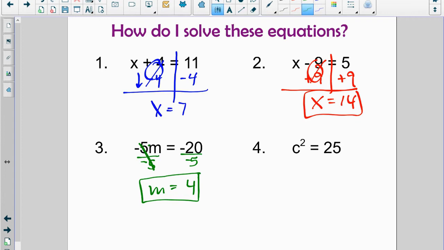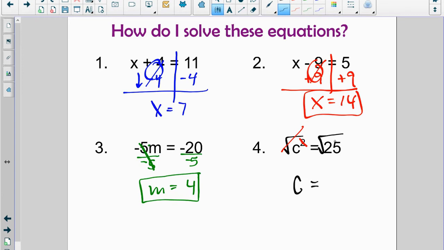However, in number 4, we have a new operation. So c to the second power equals 25. How do you think we are going to undo squaring a number? What is the inverse of squaring? Hopefully, you said the inverse of squaring is square rooting, and you'd be right. So when you square root something squared, the exponent is going to cancel out with the square root symbol, leaving you with just whatever you had inside, whatever's left over. In this case, just the c.